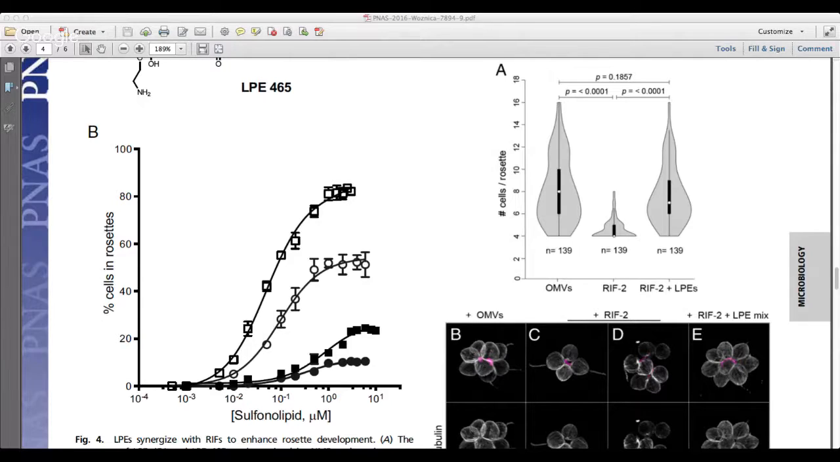I think it's interesting that there's this decrease between 10 and 16, and it makes me wonder if it's a spatial thing or if there's a signal within the rosette itself that's turning off the ability to form even larger rosettes.